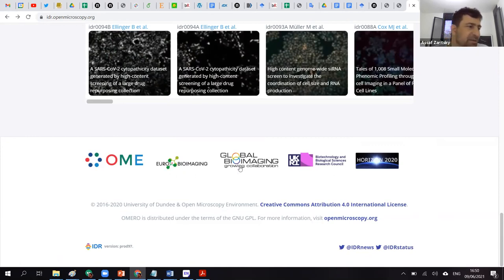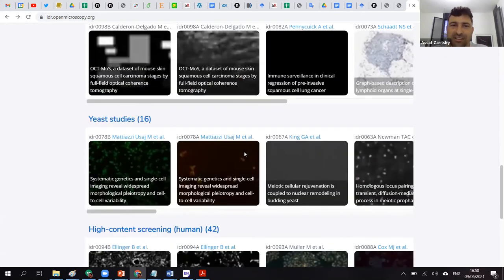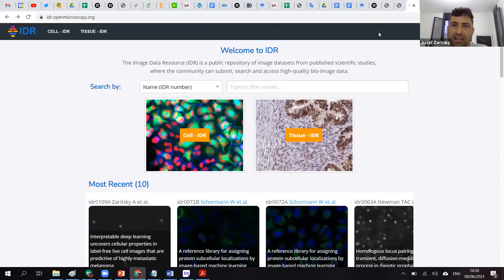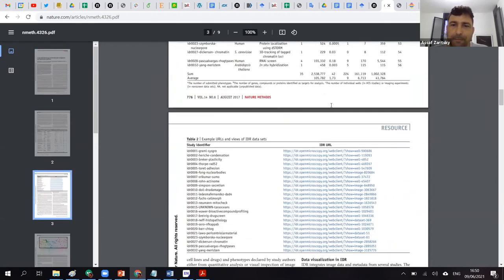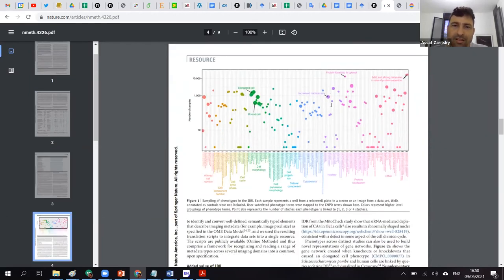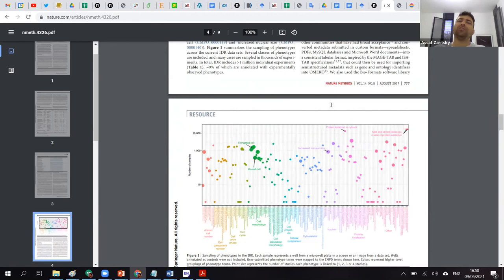So you see a lot of entities, governmental entities, are supporting this initiative. And so if you look at the paper, the one thing that I wanted to go through is they showed a very simple example of data integration. So how did they do that?